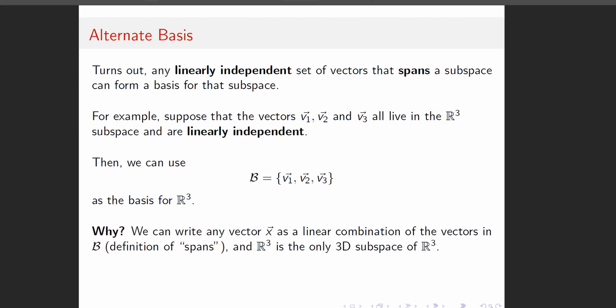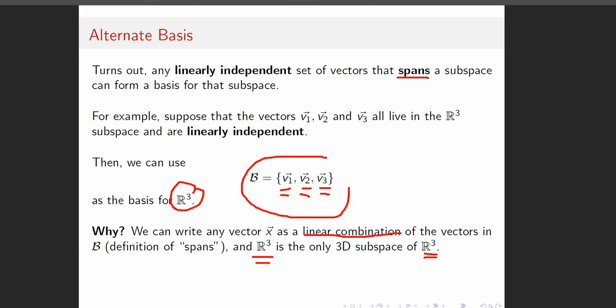And what does it mean? So going back to exactly what the definition of span means, right? It means that there's a linear combination of the basis vectors and any vector in the subspace. So any vector in R3 can be written as a linear combination of vector v sub 1, vector v sub 2, and vector v sub 3. And I made the point down here that R3 is the only 3D subspace of R3. So in fact, we know that this spans a three-dimensional subspace because there are three linearly independent vectors. So therefore, it spans all of R3.